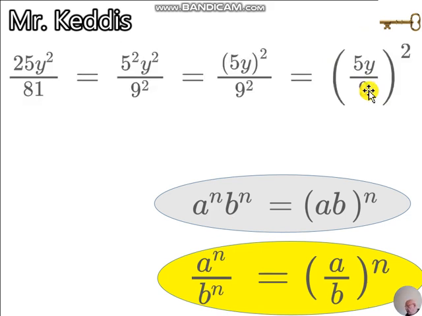In the same way, 25 is 5 squared. 5 squared y squared, I can write as 5y quantity squared. And 5y quantity squared over 9 squared, I can write according to these rules here as 5y over 9 quantity squared.